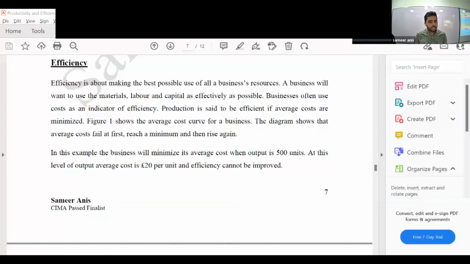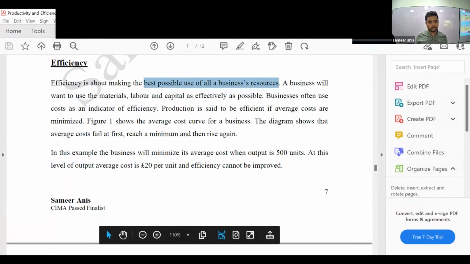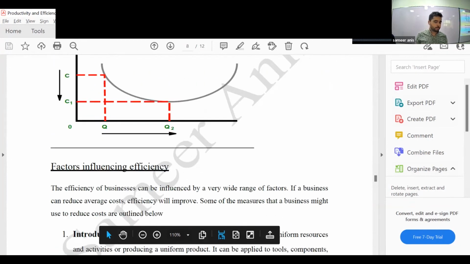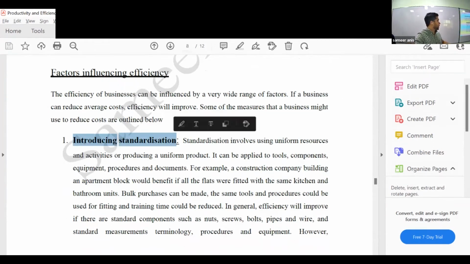Let's look at efficiency now, guys. So you understood productivity has to do with what? How fast you can produce. So efficiency is about making the best possible use of all resources. In other words, trying to produce as cheaply as possible, guys. Yeah. Now, it's based on economies of scale. So how can you do something as cheaply as possible, guys? When you use division of labor and specialization, it'll result in standardization.